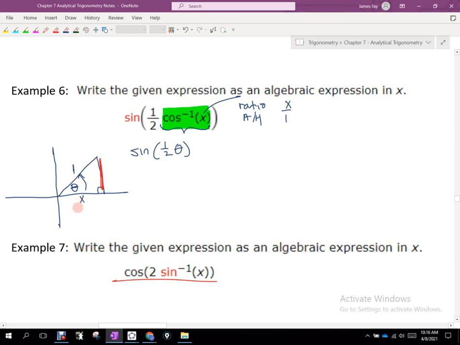Yes, so I'm going to use the Pythagorean Theorem, right? And I'll get the square root of 1 minus x squared. Good. Is everybody on the same page with that? Okay. So now, some textbooks will define the sine half angle formula this way. Our textbook defines it this way. They're the same, right? Okay.